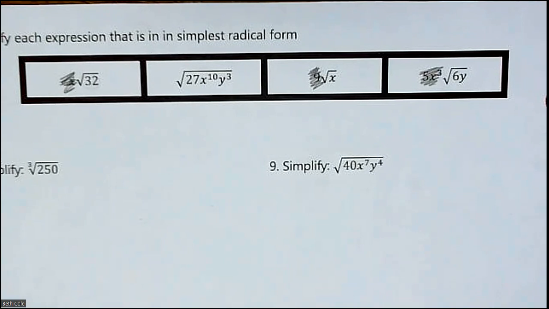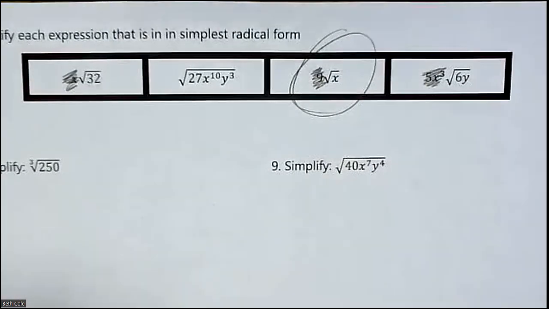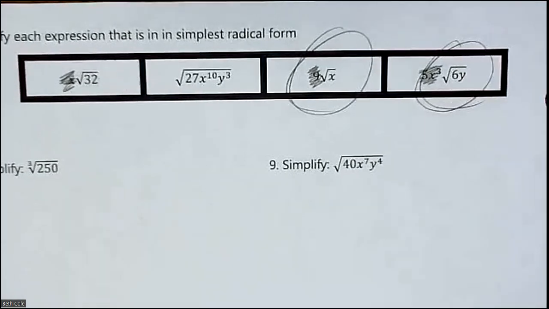There are two of them, I'll go ahead and tell you, that you can't simplify any further. So what's under there, you can't do any more. Does anyone think they know one of them? Like, it's as simple as it gets. Go ahead. Yeah, just x. That's as simple as it gets. You cannot break that apart any further. And there's one more. Good. You can't break apart 6y any further.